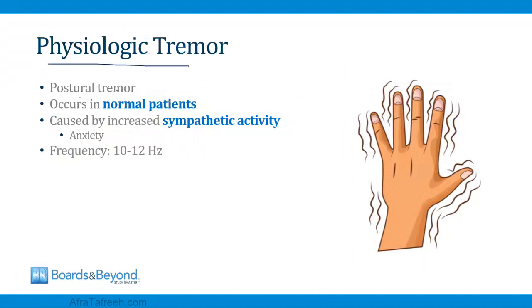A physiologic tremor is a postural tremor that occurs in normal patients and is caused by increased sympathetic nervous system activity. The classic example of this is anxiety. Many people, when they have to speak publicly, for example, become anxious, and if they hold their hand out in front of them, it will shake. That's a postural physiologic tremor caused by anxiety. This is usually a relatively high frequency tremor, usually about 10 to 12 hertz, so lots of tremors per second.